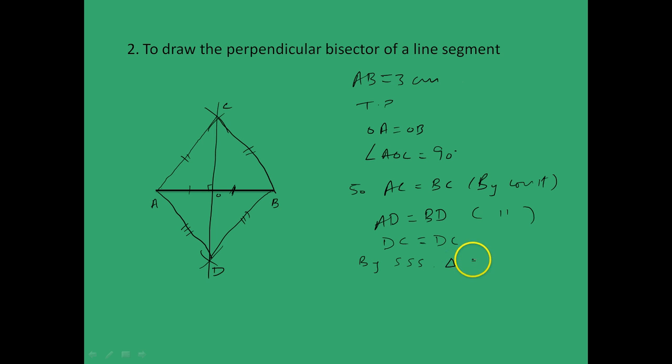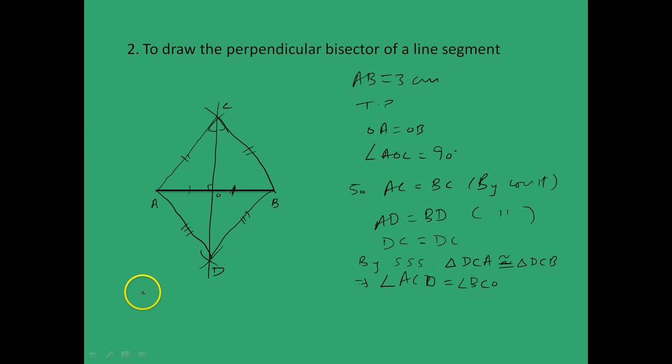triangle DCA is congruent to triangle DCB. This implies angle ACD, or ACO, we choose to call it, is equal to angle BCO, right? So this angle is equal to this angle.